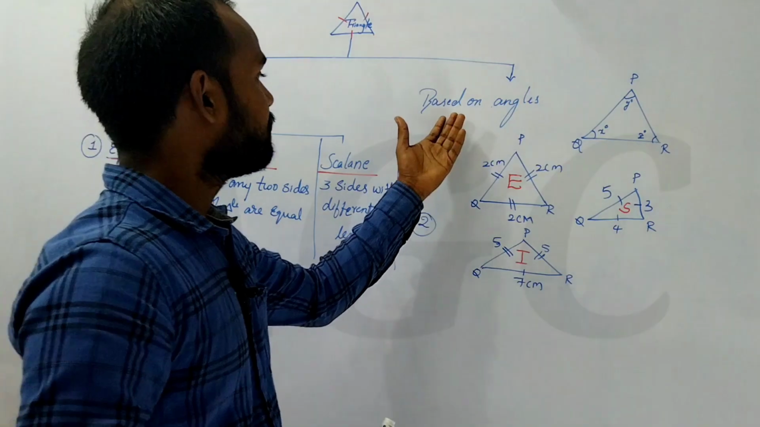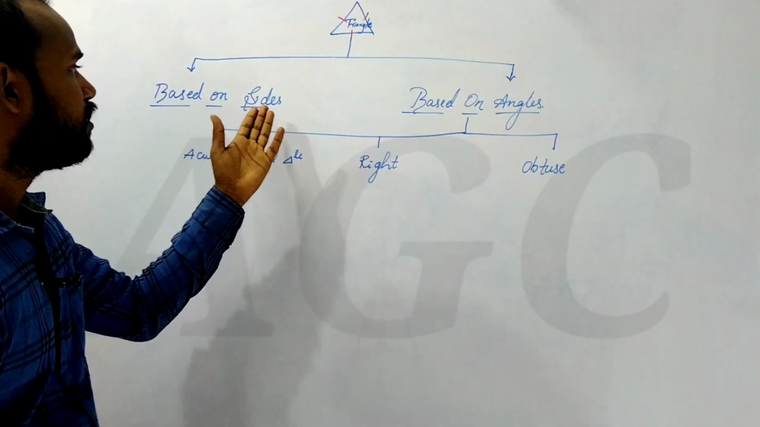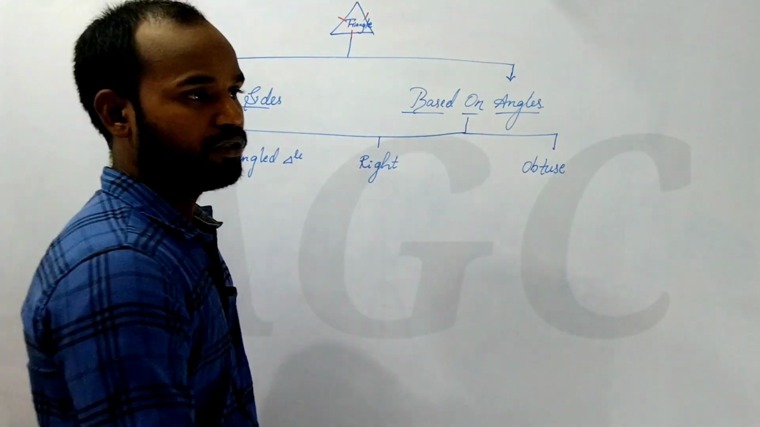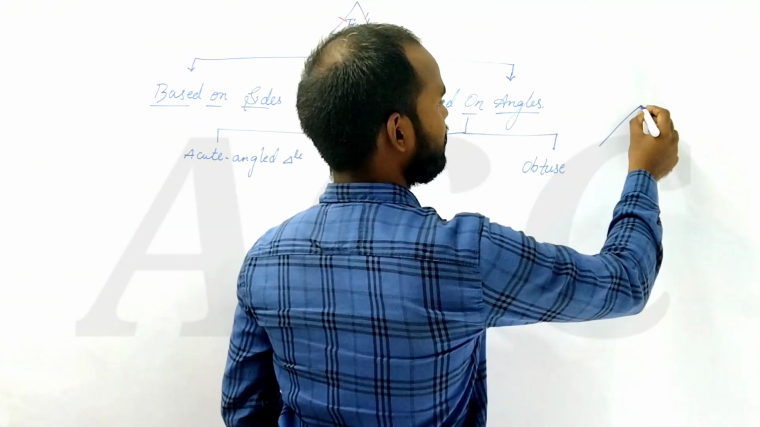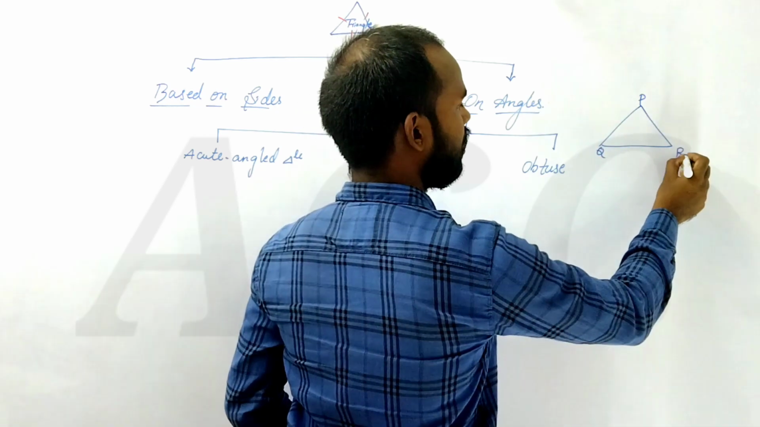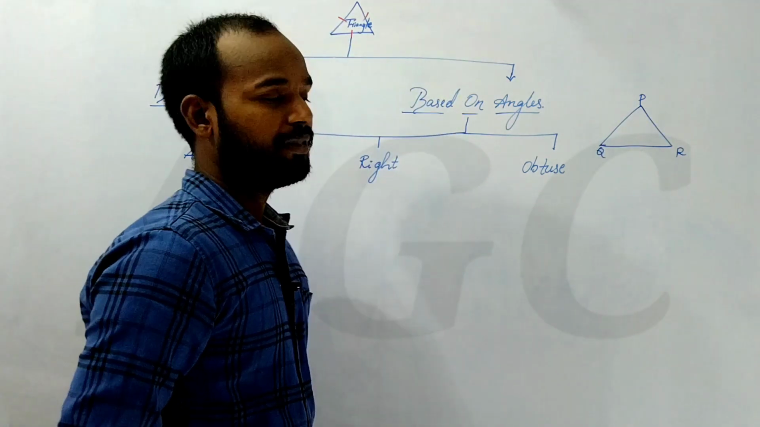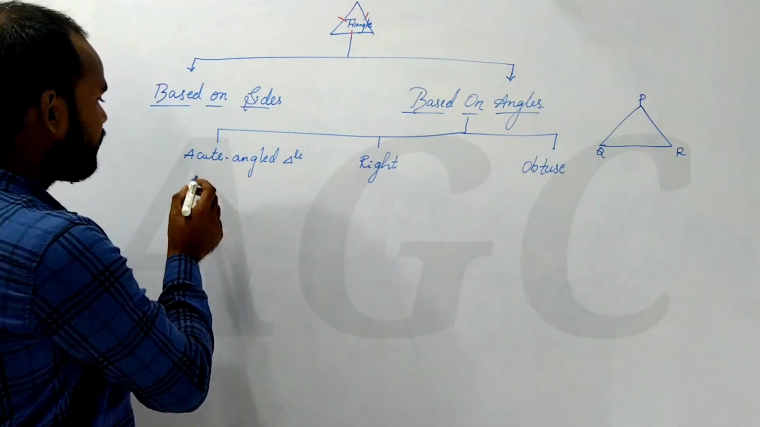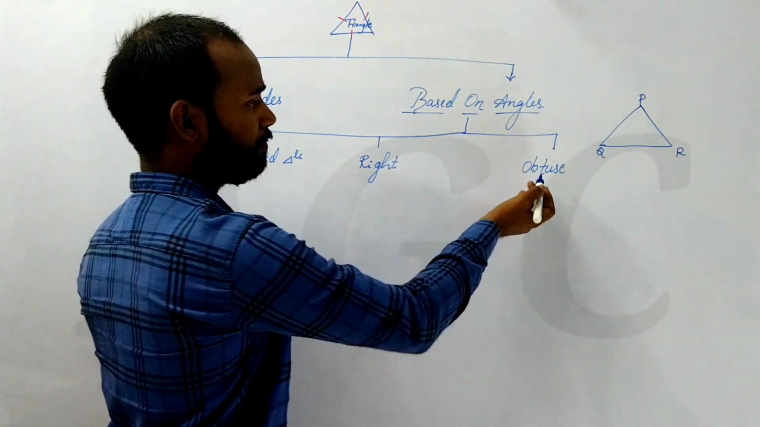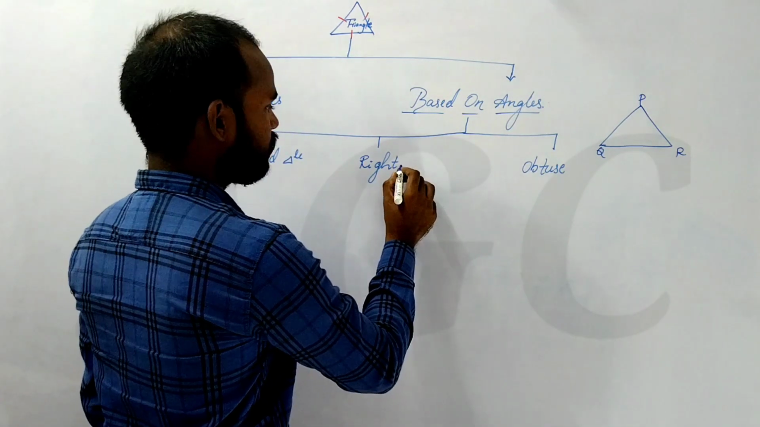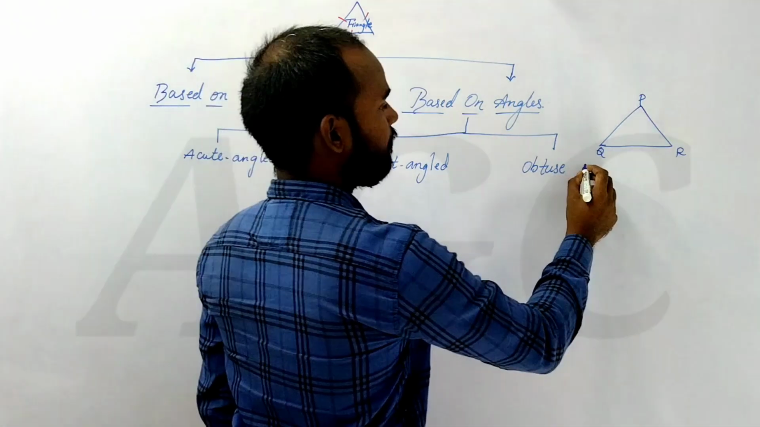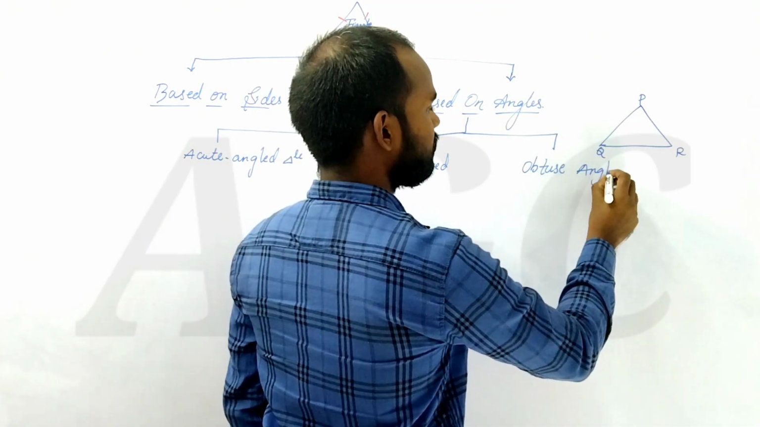So next we move from based on sides to based on angles. As we have the previous example PQR, this is our basic triangle. Now what is an acute angled triangle? What is a right angled triangle? An obtuse angled triangle.